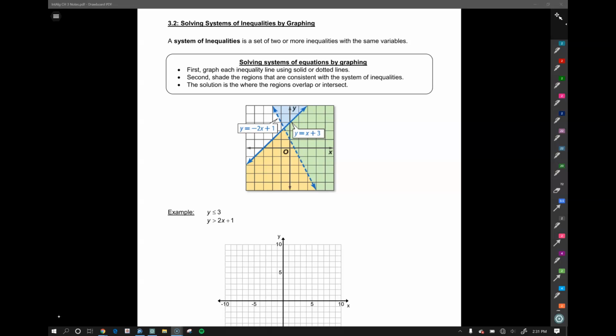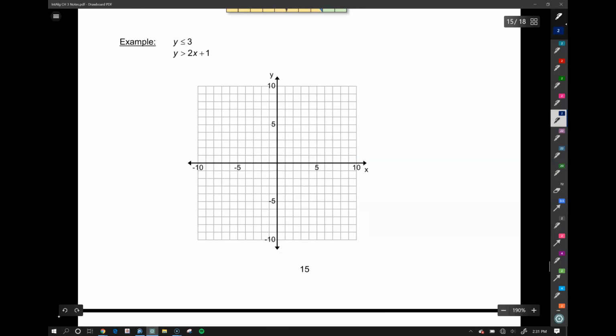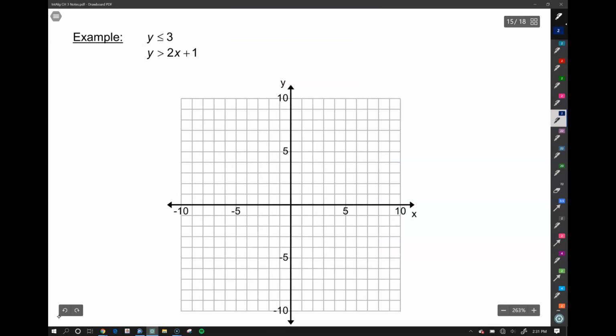So, how do you actually solve systems of inequalities? By graphing. First, graph each inequality line, then shade the regions for each inequality, and then the solution is where they overlap or intersect. So, for this first one, I'm going to go ahead and graph y is less than or equal to 3.